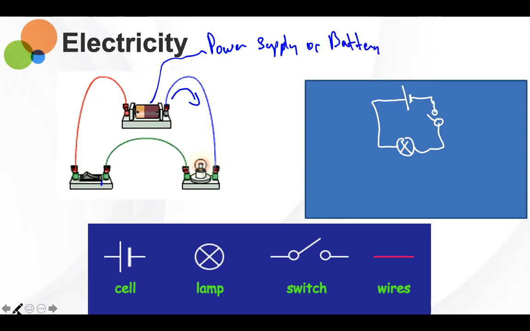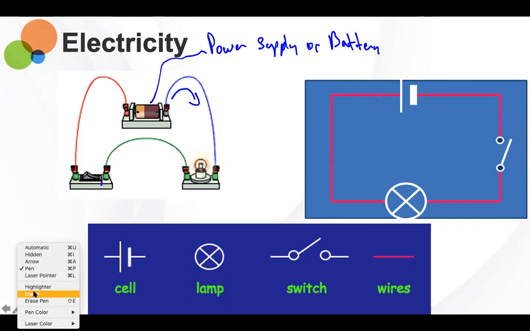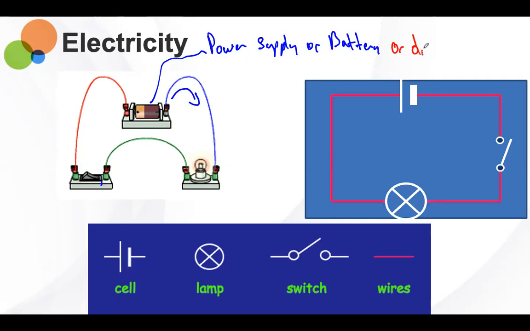All right. So I think I have something here that displays that much better than I drew it. So you see, you have the wires, your dry cell, which could also be called a power supply, or battery, or dry cell. So these are some names for our battery. And the symbol for lamp and switch. So is this clear?